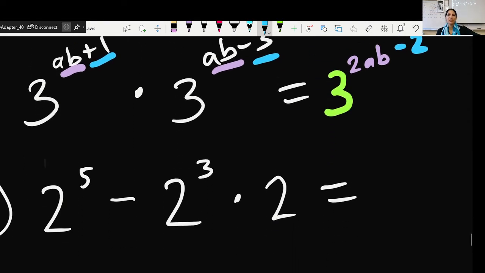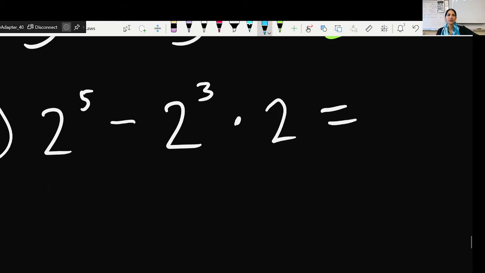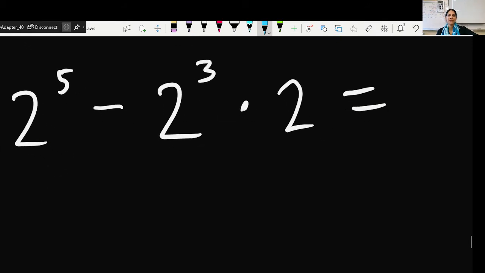Okay, so now let's move on to something that has a little bit more going on. In this example, take a look at that. We have 2 to the 5 minus 2 to the 3 times 2. So we kind of have BEDMAS and we have our exponent laws. There's quite a bit going on here. By looking at the big picture of all of this stuff, which part do I need to start with first?